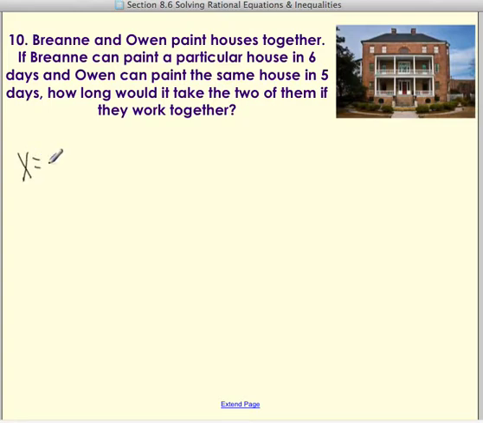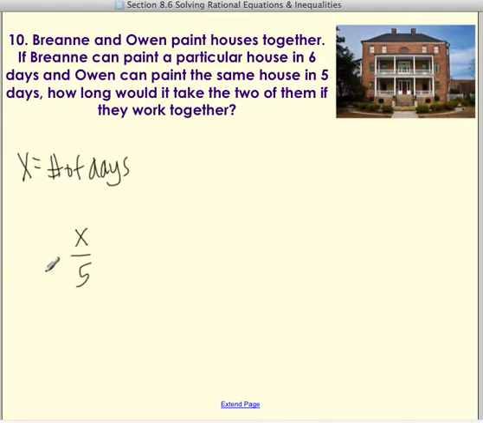So we're going to let x equal the number of days. Let's just say, for instance, we can get an idea of this. If we had 10 days, how many houses could Owen paint? He paints a house in 5 days, so he could do 2 houses. So the way you would write it is x over 5. That's going to tell us the part that Owen can complete. It's the number of days out of the days given for how long it takes to paint the house.